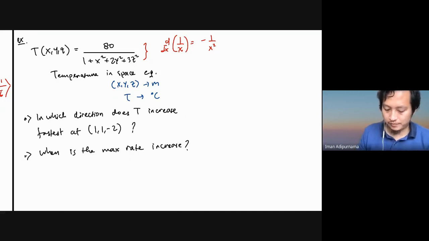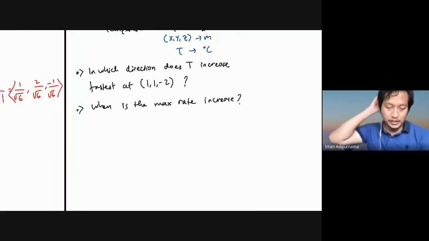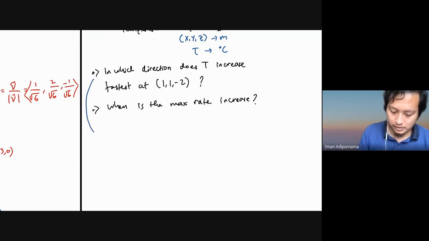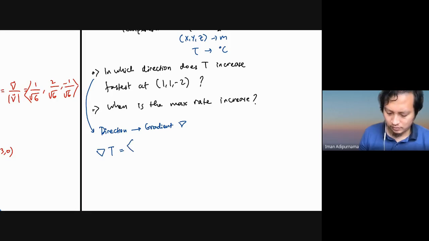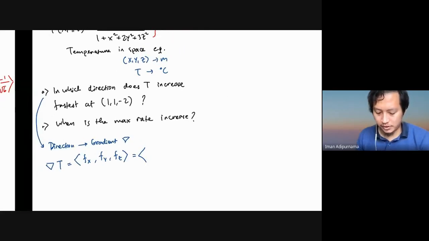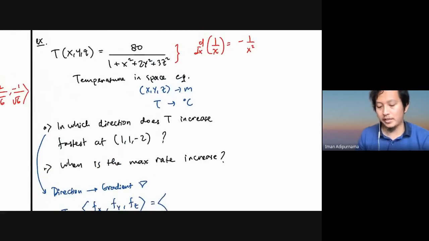So first, to know the direction, we need to know the gradient vector. So first, direction means gradient, right? So the gradient of temperature will be, let me just write partial x, partial y, partial z first. And we do the partial derivative with respect to x, with respect to y, with respect to z.